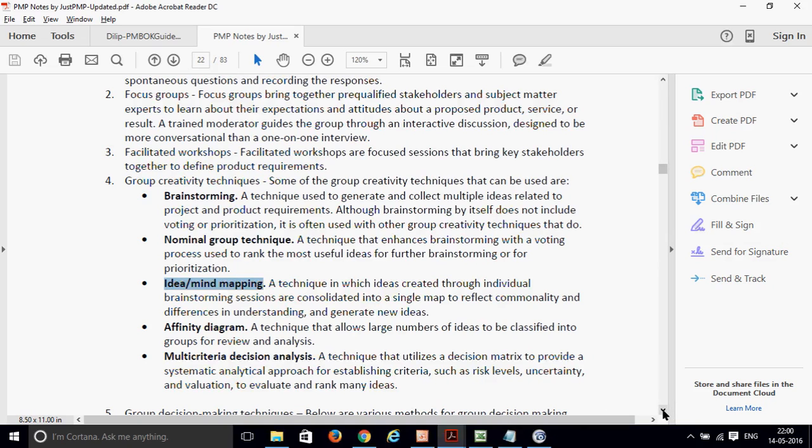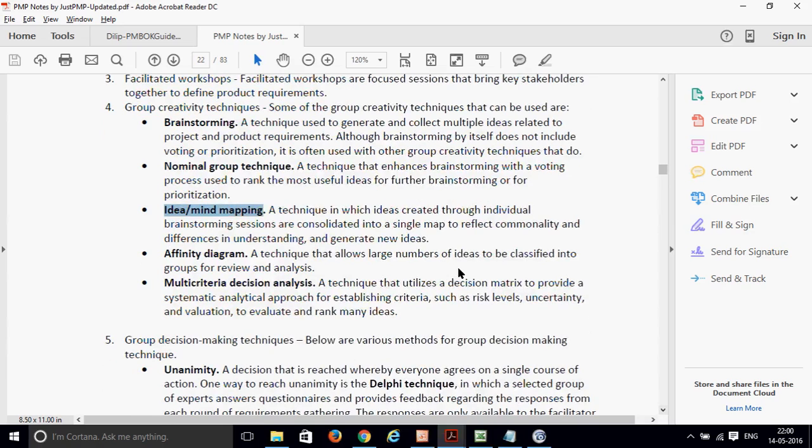Affinity diagram is a technique that allows a large number of ideas to be classified into groups for review and analysis. So you've got maybe 10-20 ideas, and now you group them into different categories.